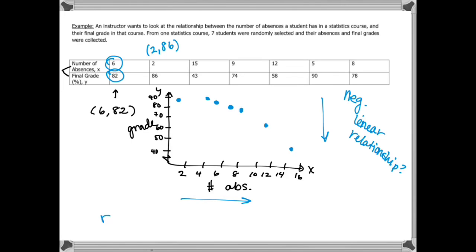If I hit down again, it should pop up and say x2. That means it's looking for the second x value. So I'm going to put 2. If I press down again, it should say y2. That's my second y value, 86. Doing this again, x3, that's 15, y3, 43. x4 is 9, y4, 74. x5 is 12, y5, 58. x6 is 5, y6 is 90. x7 is 8, y7 is 78.